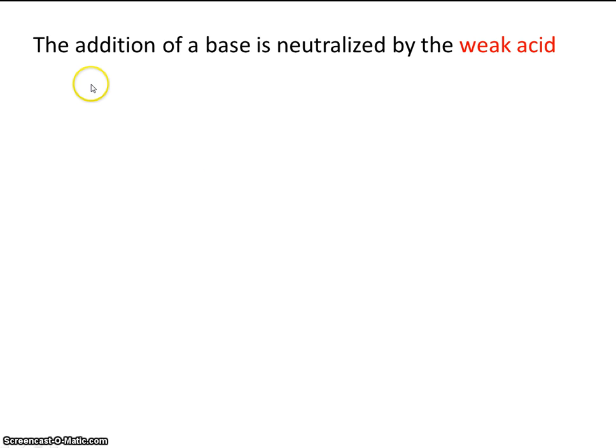So let's study a little bit about how buffers work. The addition of a base is neutralized by the weak acid. So for instance, let's say our buffer solution contains this weak acid right here. The addition of a base, that's right here, well, this base will get neutralized by the weak acid according to this reaction here. So remember, this is able to give off a hydrogen ion and then neutralize this OH just by making water.